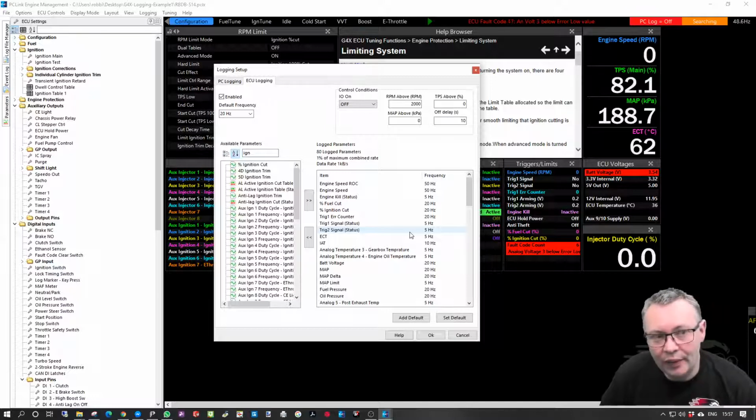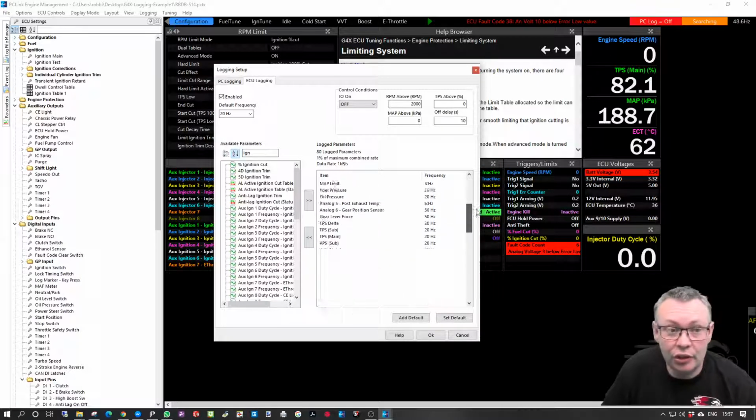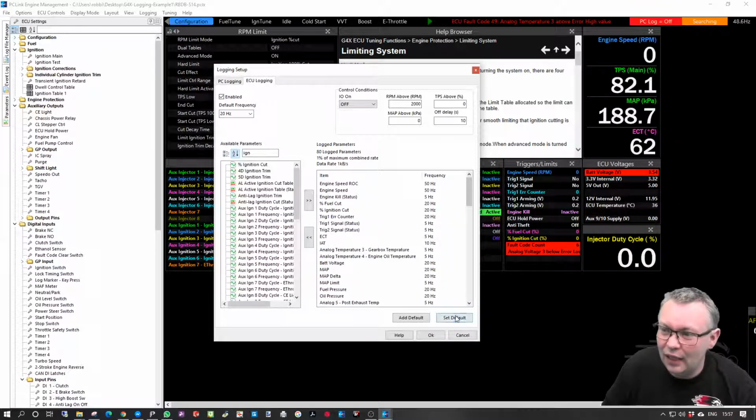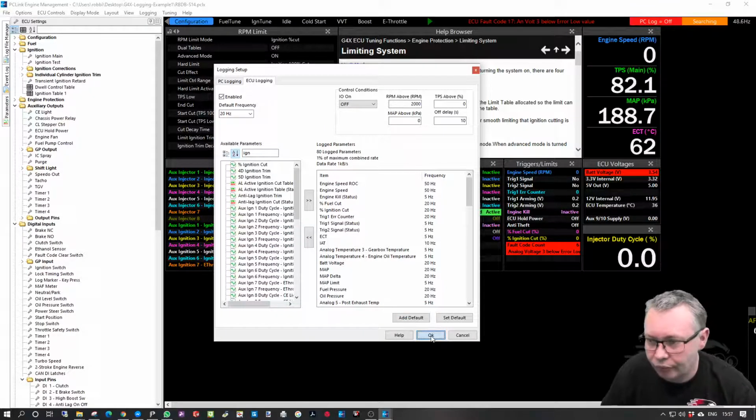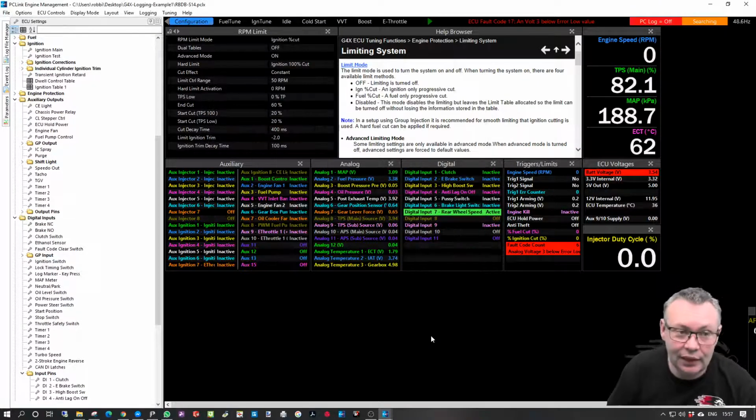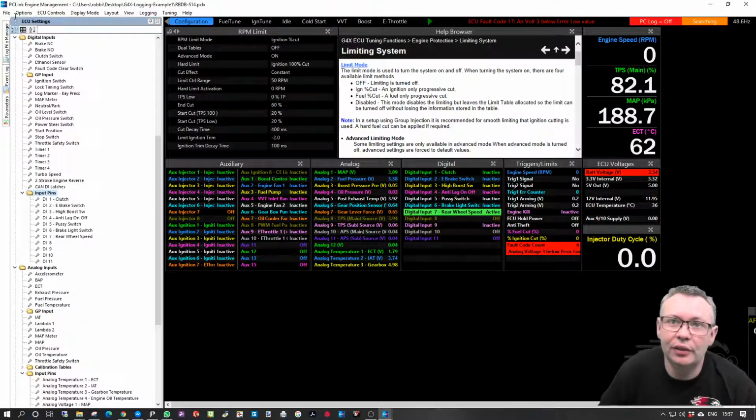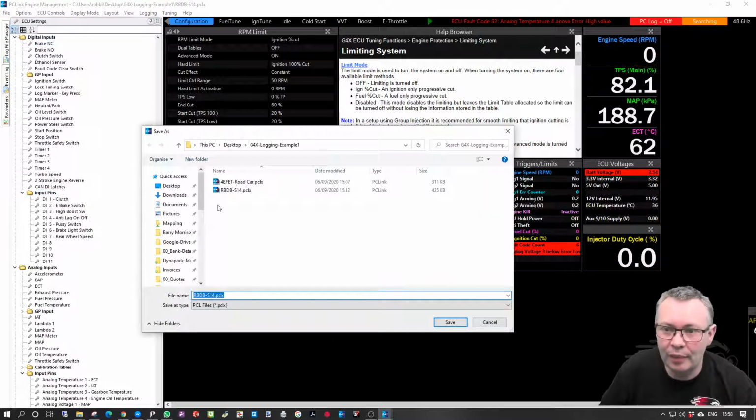So before we finish, we must save this. If you're happy with those set of parameters and this is your car and you think, oh, I'll use them again, I would set them as default. That means next time you come in here and you've accidentally deleted them all or decided to delete them all, you can just go add default and it'll put them all in. So the next thing is you must go OK. But then the next thing is obviously you must send this map to the ECU and commit it. So you need to save your map.